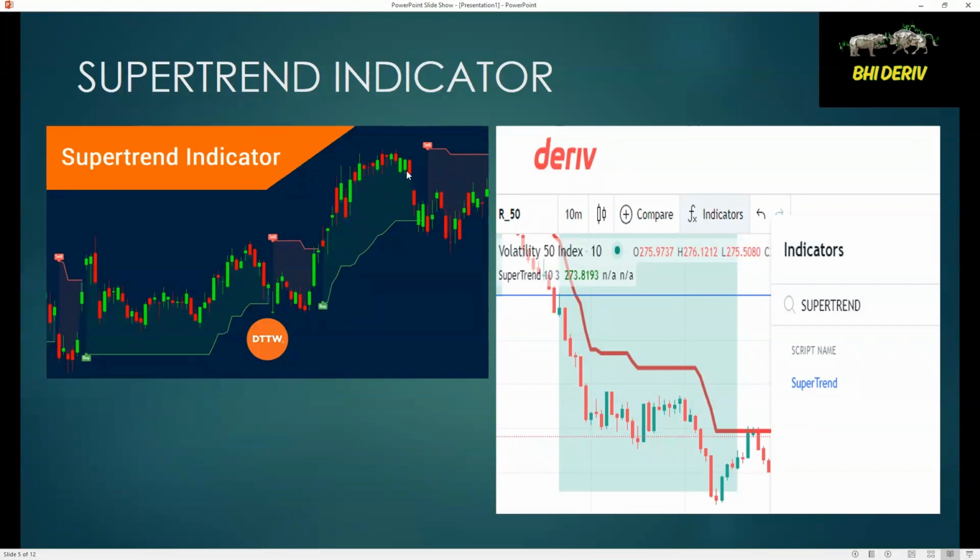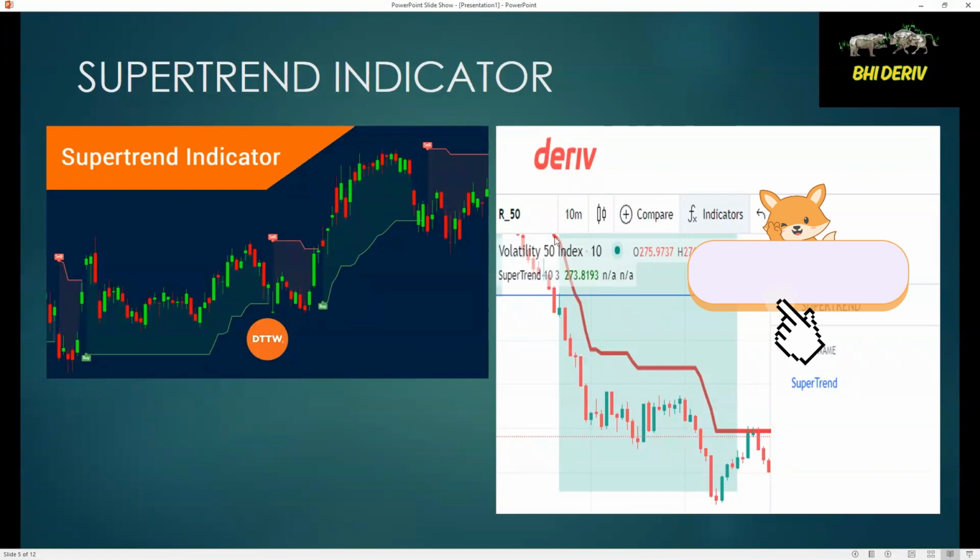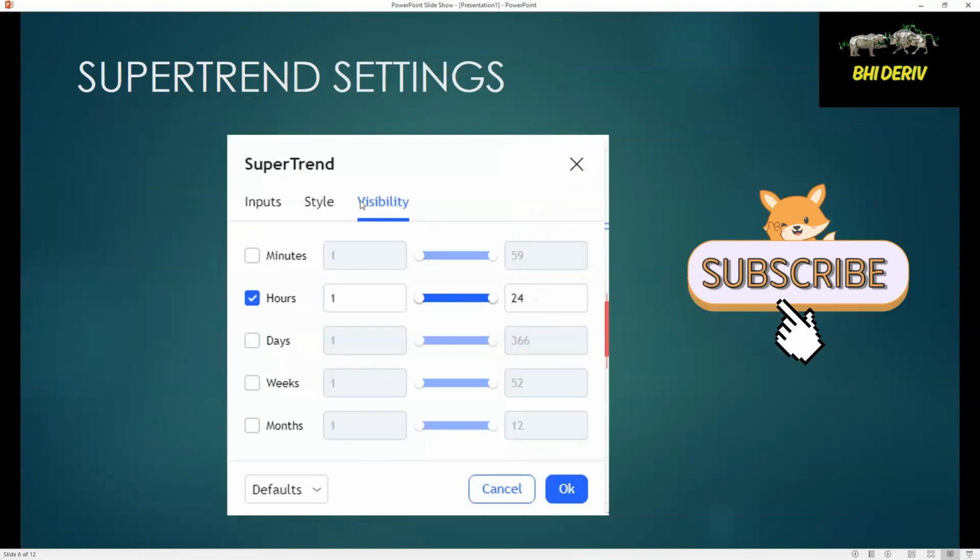Then this Supertrend indicator is actually very good. So look at my settings here. This is what it looks like on daily TradingView. These are the settings. You want to keep it on the 1 hour time frame if you're a day trader.